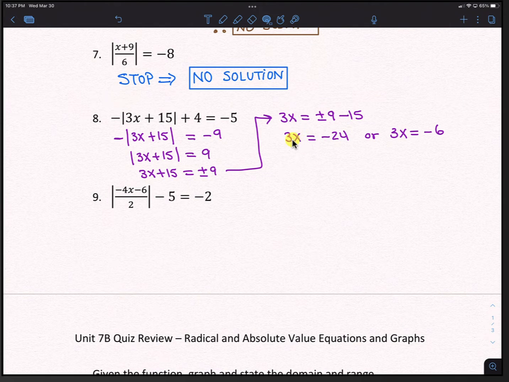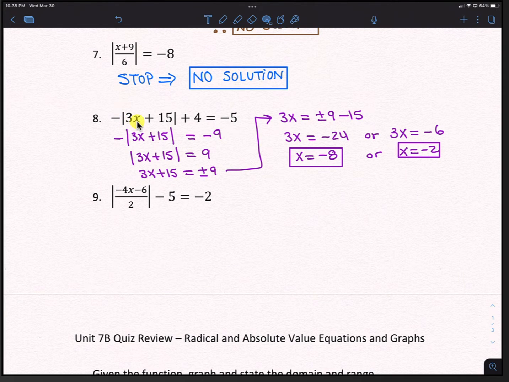Let's solve the equation here. 3x equals -24. Dividing by 3 on both sides, we get -8. And if we divide by 3 on this equation, we get x is equal to -2. Plugging in -8 into the original equation, that's 3 times -8 is -24, plus 15 is -9. The absolute value makes it +9. The negative in front turns it back to -9, plus the 4 is -5. So that's valid.